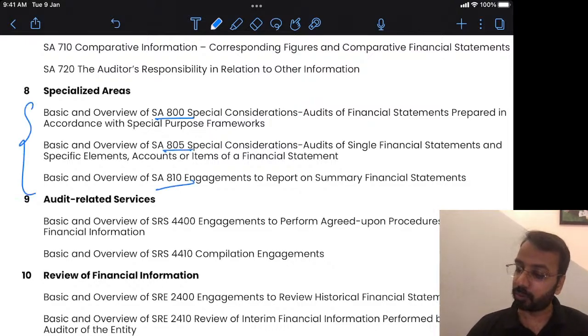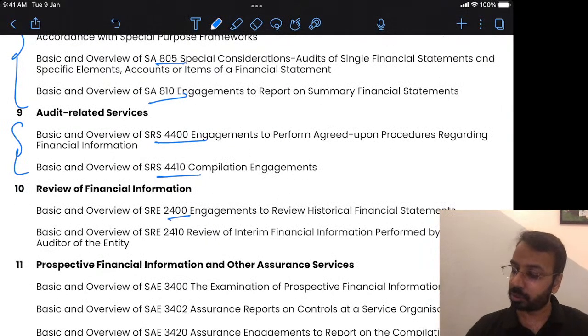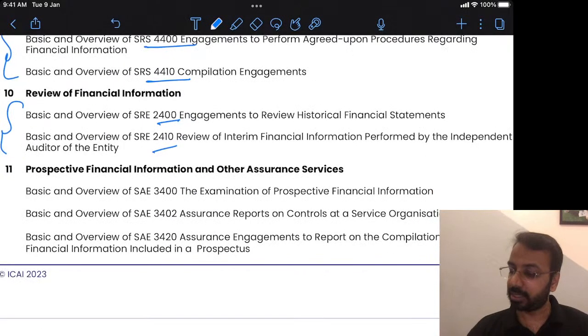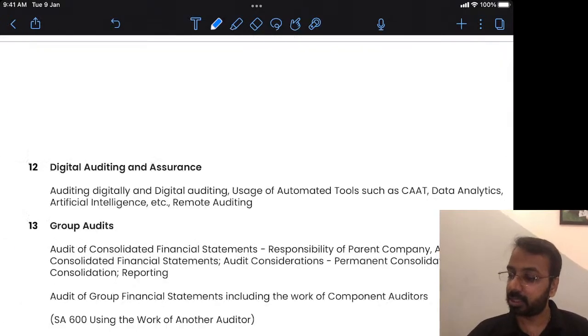SRS 4440, 4410, this also needs to be covered. 2400, 2410, this also needs to be covered. 3400 series, this also needs to be covered. These were not there. These were there earlier. They had removed, and now again they have added back. Then digital auditing and assurance.